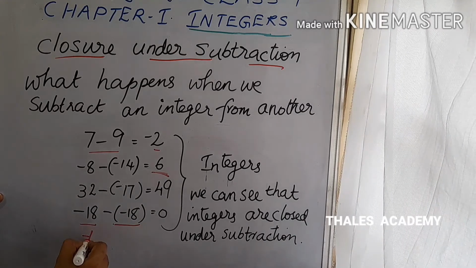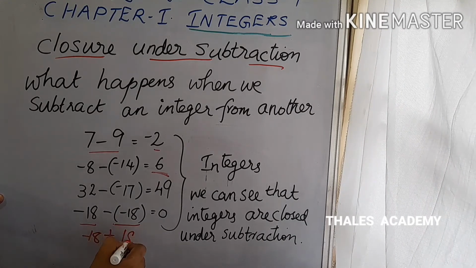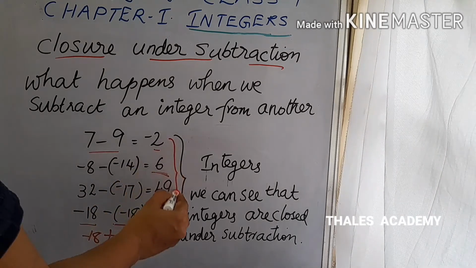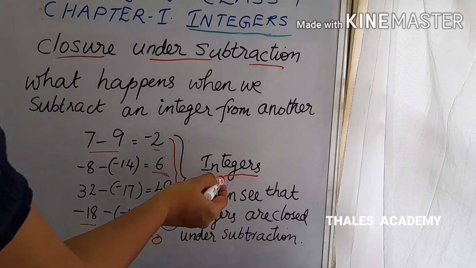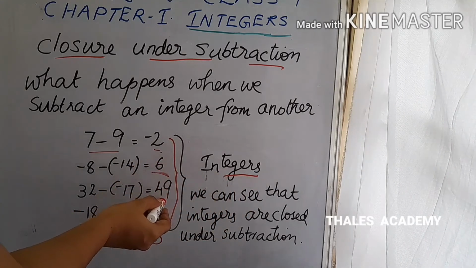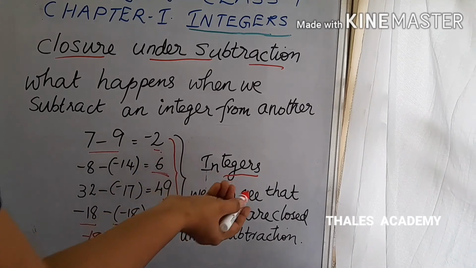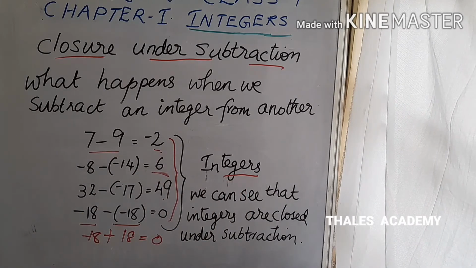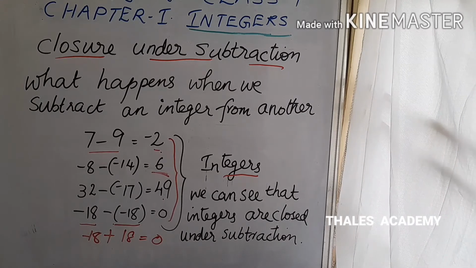That is, minus 18 plus 18 equal to 0. Here we see all the answers are integers. Minus 2, 6, 49, 0, all are integers. So, we can say that the integers are closed under subtraction.